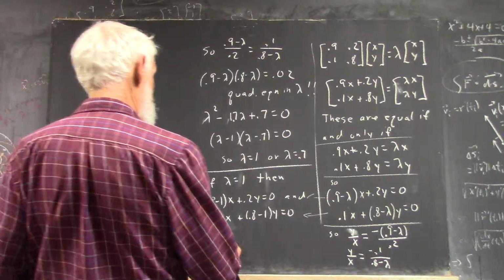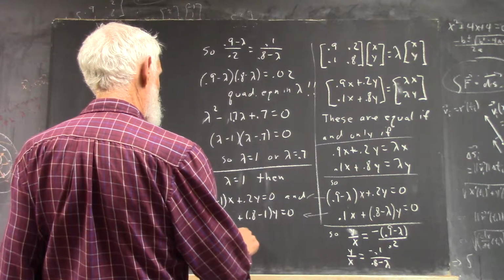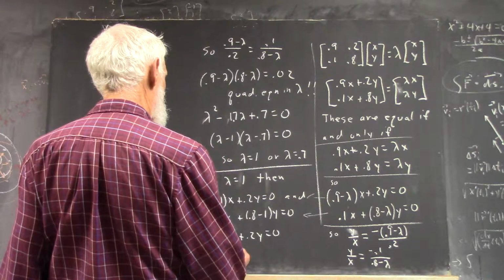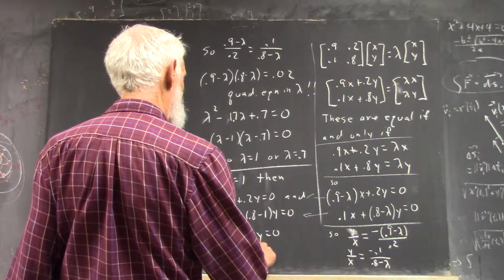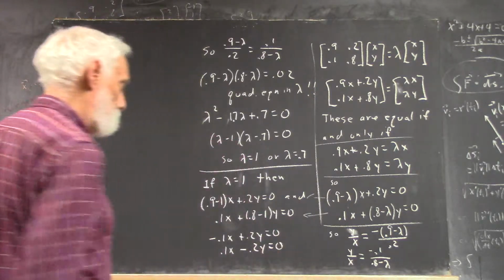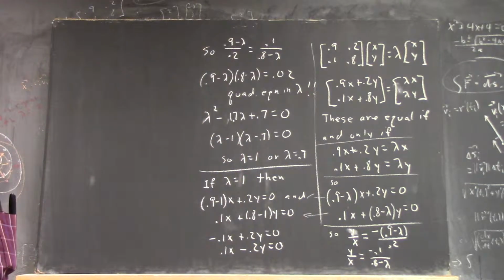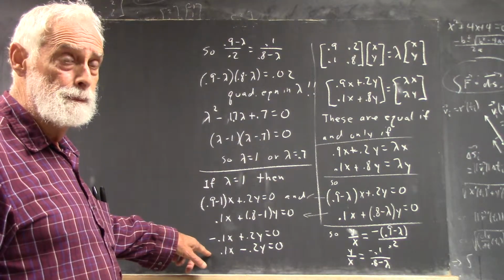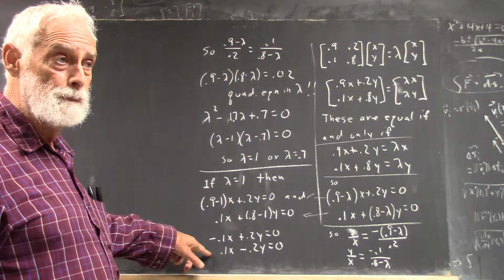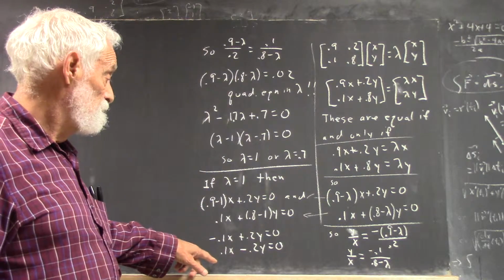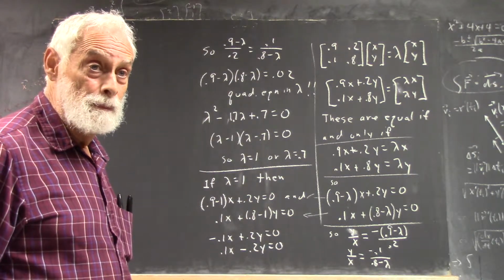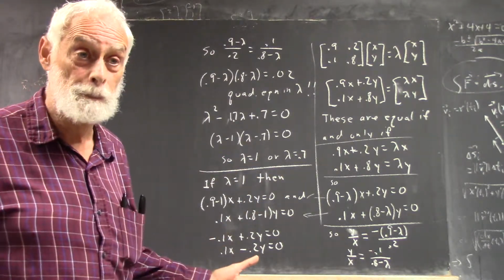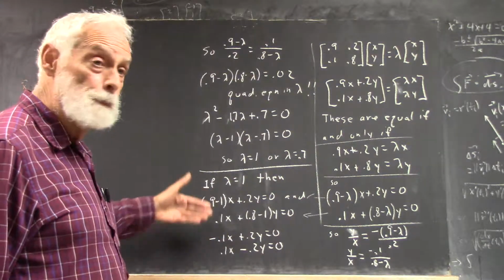So you get negative 0.1x plus 0.2y equals 0. And you get 0.1x minus 0.2y equals 0. How are these two equations related? They're the same. If you multiply this one by negative 1, you get this one, which means they're the same equation, right? This equation is just a multiple of this equation.